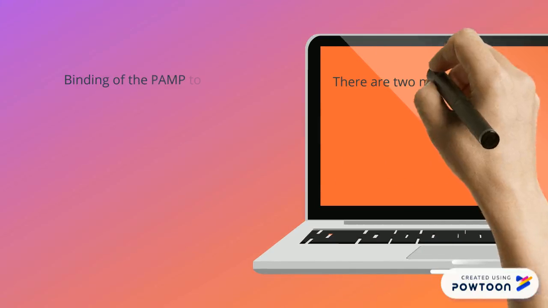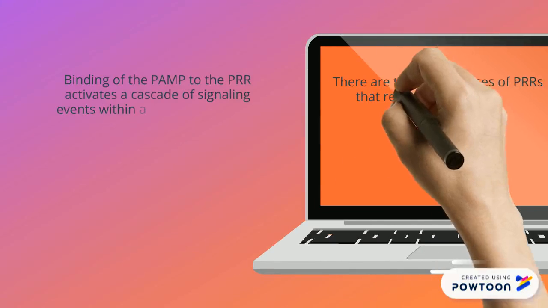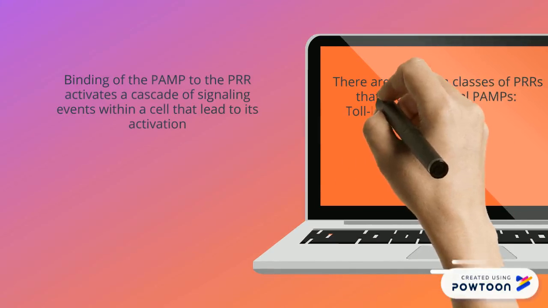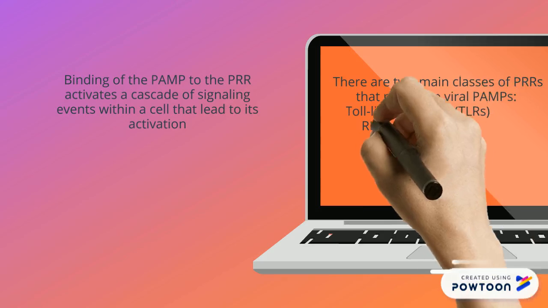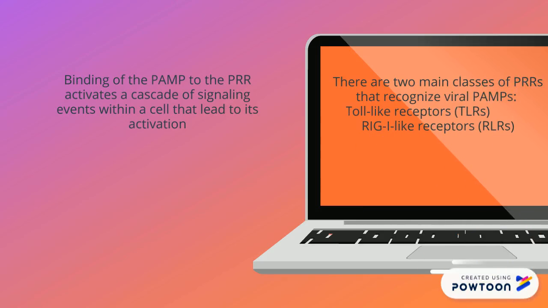Binding of a PAMP to the PRR activates a cascade of signaling events within a cell that lead to its activation. There are two main classes of PRRs that recognize viral PAMPs. These are called toll-like receptors and RIG-I-like receptors.